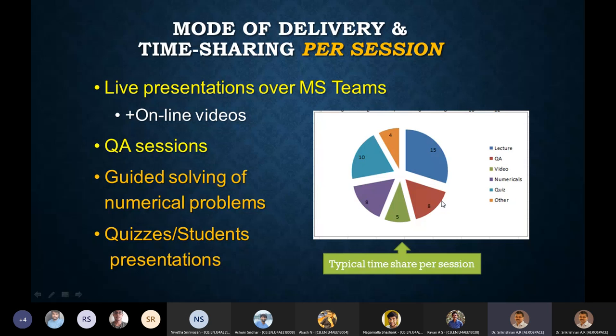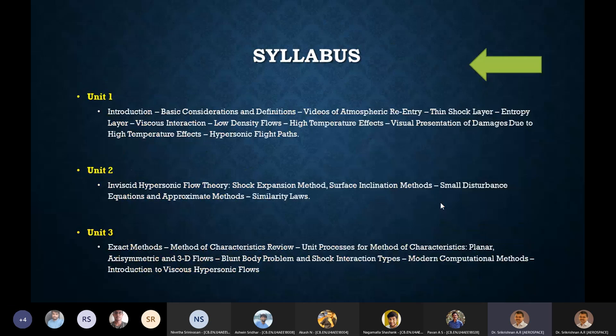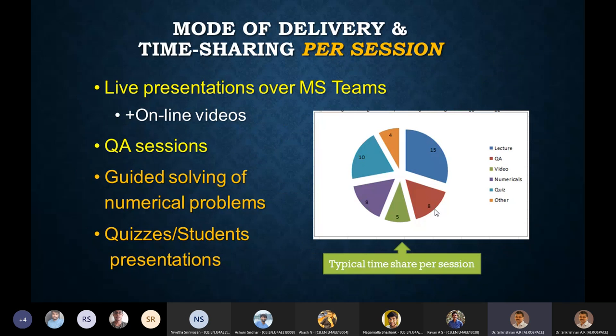Syllabus, I'm not going to read it out. Anyway, we are going to go through all that. And for your interest, you can go through the syllabus, etc. And the platform, though I didn't mention it here, all the materials that I present here, I'll be uploading in MS Teams. Many times I'll upload it on the same day, or in some cases, a few sessions will be required to complete a part.